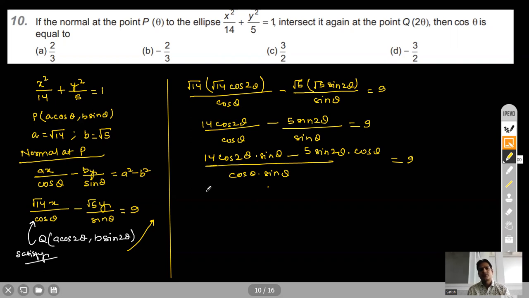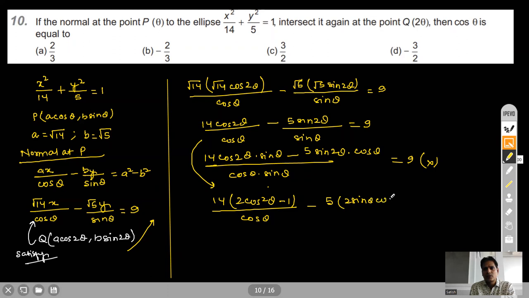Now it's a trigonometry part, right? So sine 2 theta we can replace by 2 sine theta cos theta. And cos 2 theta, we can write as 2 cos square theta minus 1. So instead of writing this step, I will come directly here. This is 14 into (2 cos square theta minus 1) upon cos theta. And this thing will be 5 into 2 sin theta cos theta upon sin theta, okay? And minus 9 equal to 0.